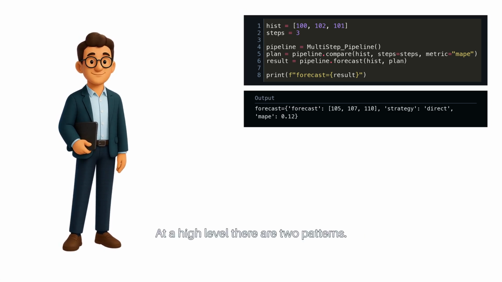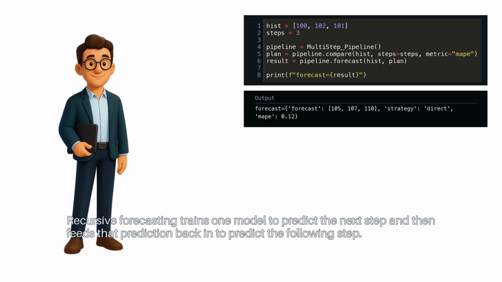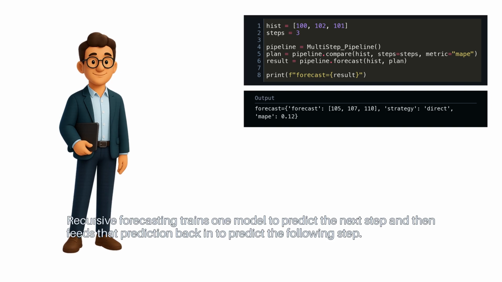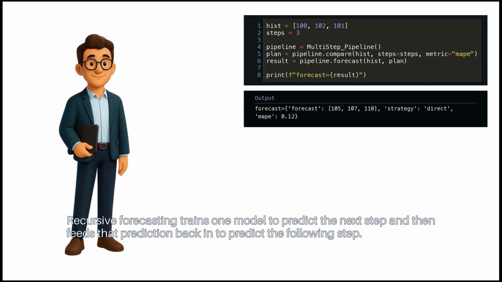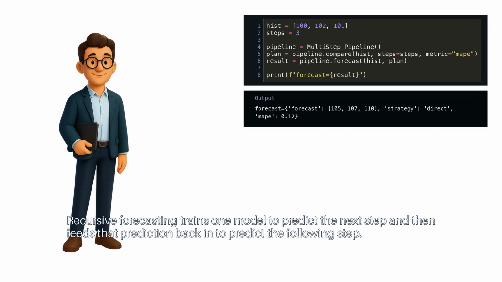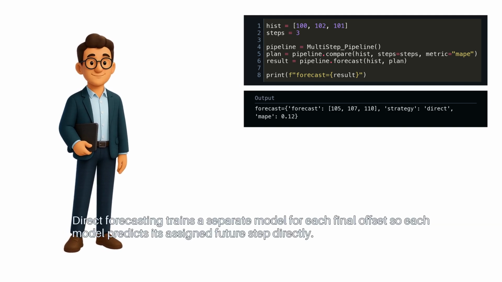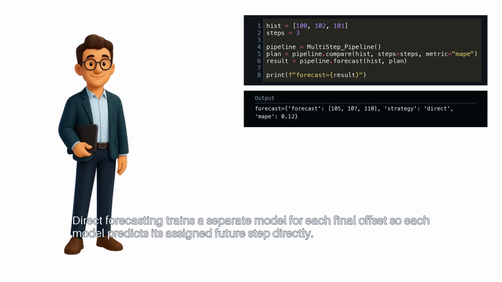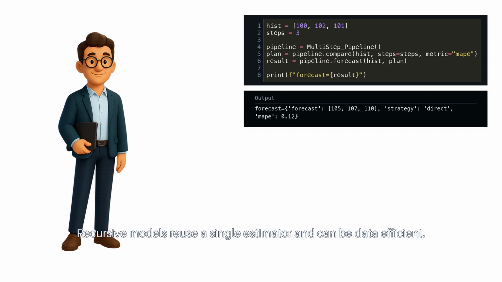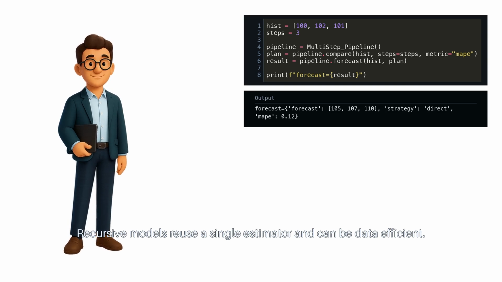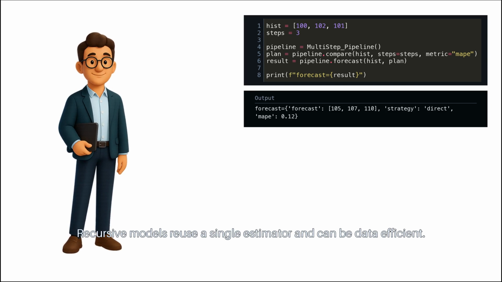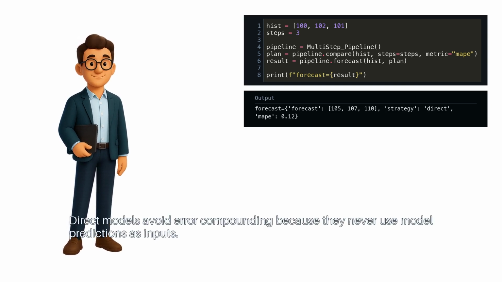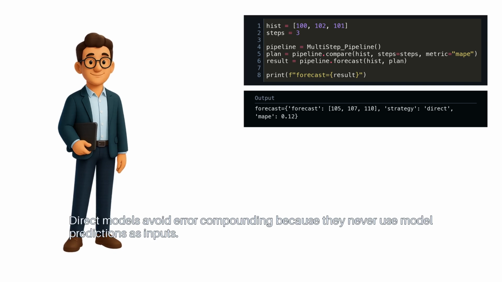At a high level, there are two patterns. Recursive forecasting trains one model to predict the next step, and then feeds that prediction back in to predict the following step. Direct forecasting trains a separate model for each final offset, so each model predicts its assigned future step directly. Recursive models reuse a single estimator and can be data efficient. Direct models avoid error compounding because they never use model predictions as inputs.